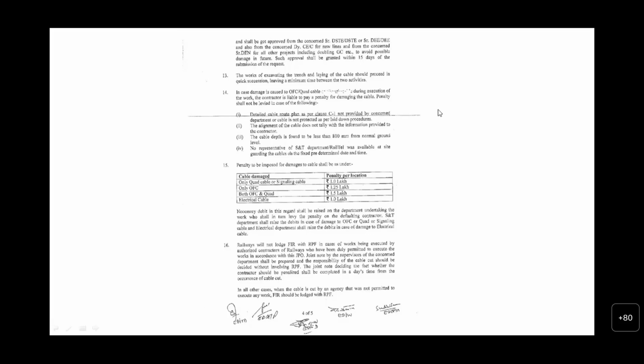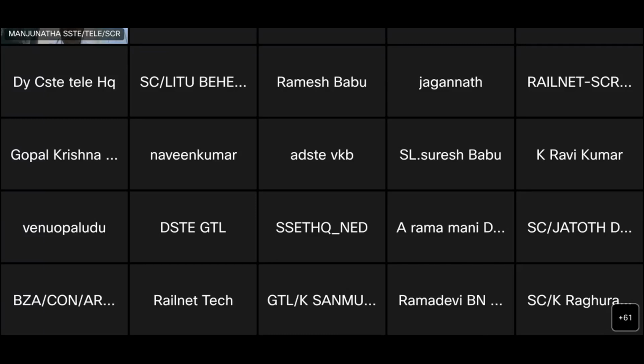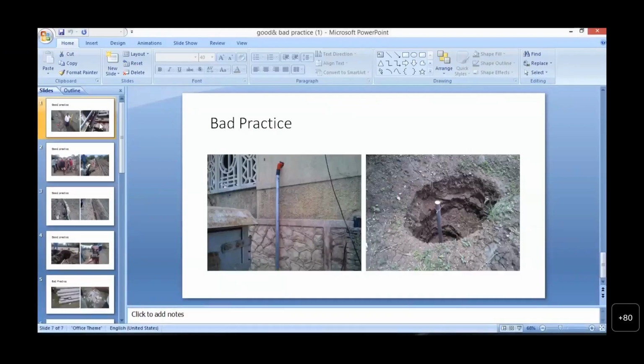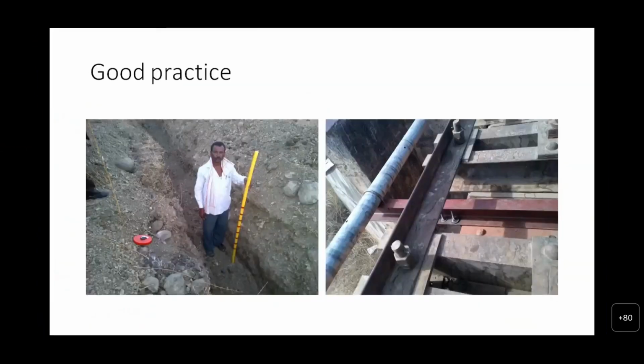And lastly, I will just share a few pictures. These are all the good practice.